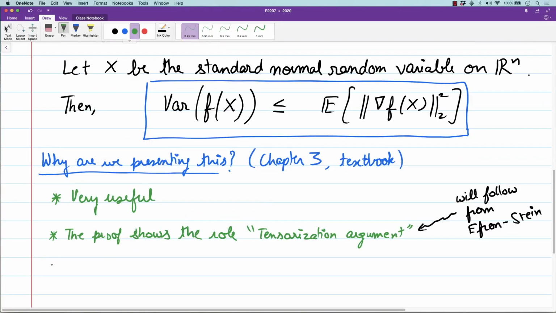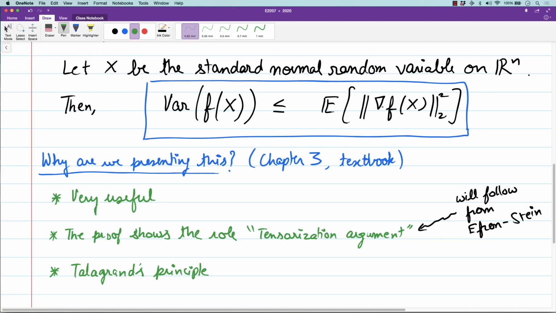And the third reason is that this gives an interesting instantiation of Talagrand's principle that Aditya mentioned in the first class. It said that functions which do not depend too much on any one dimension concentrate well around their mean. And in fact, a good measure of how much the function fluctuates along any one direction is this gradient. And this is the sum of fluctuations along all dimensions.